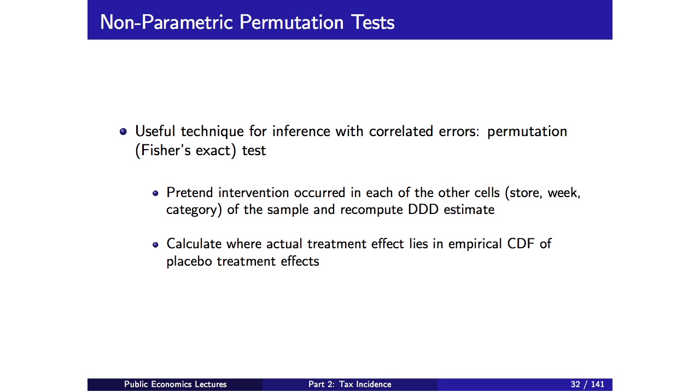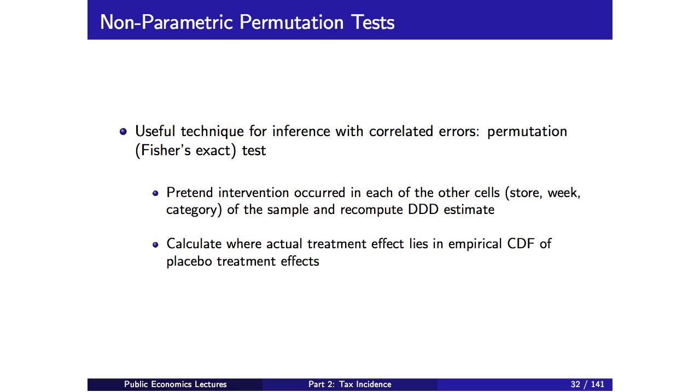So this is what's sometimes called Fisher's exact test. The reason it's called an exact test is because it doesn't rely on asymptotic theory to compute confidence intervals. It's exact. The p-values are exact even in finite samples. And you'll see why that is when we talk about how it works.